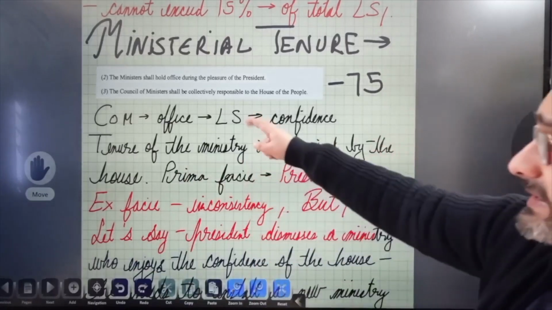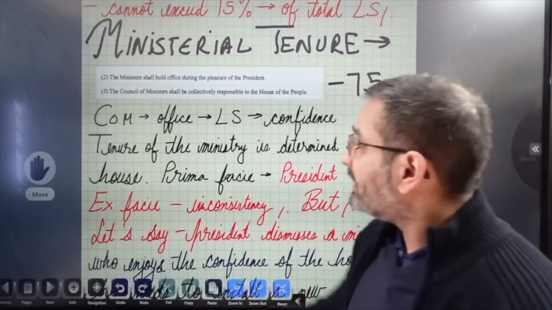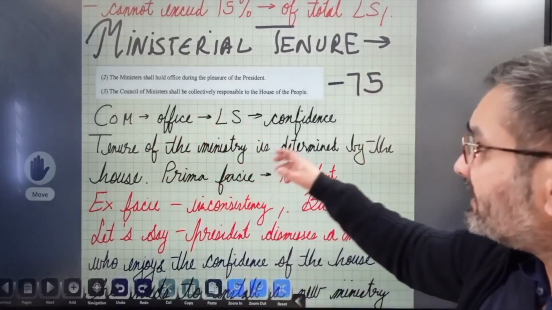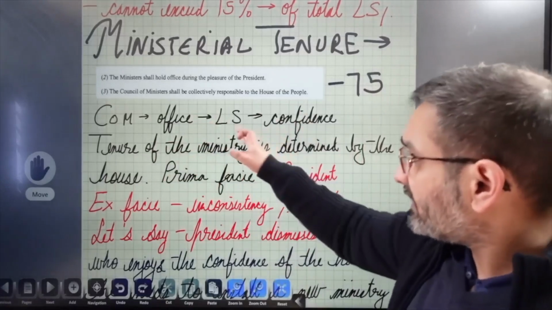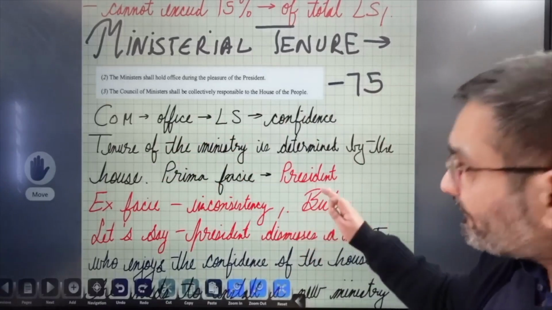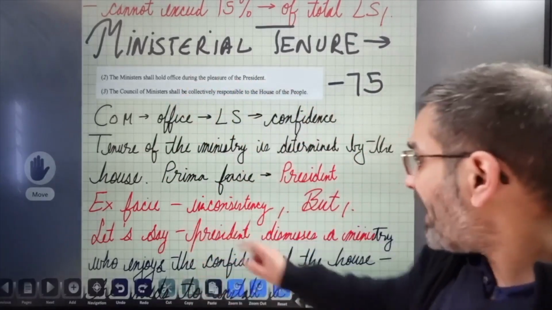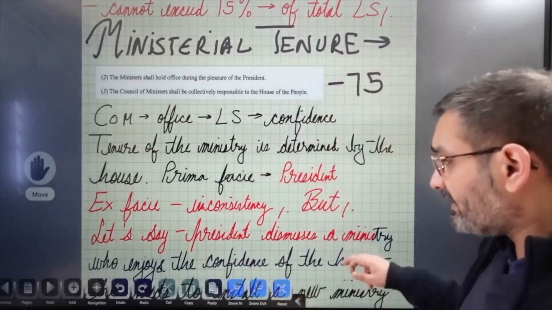But in this case, the Council of Ministers shall be collectively responsible to the House of People. Now the Council of Ministers' office, basically it enjoys the confidence of the majority in the Lok Sabha. Now the tenure of the ministry is determined by the House. Prima facie it seems it is determined by the President. Ex facie there is an inconsistency here.